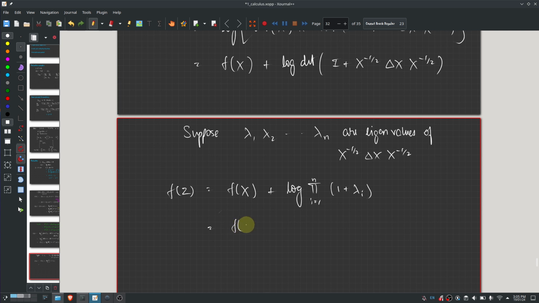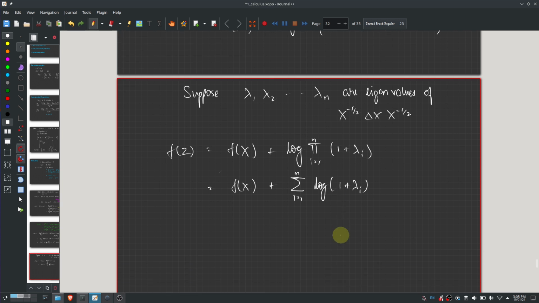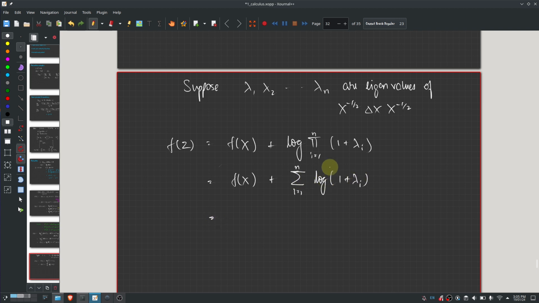Okay, that's what we have. This is nothing but f of x plus, since it's a log of a product, the summation i equal to 1 to n of log of 1 plus lambda i. Okay, this is what I have. Now I need to be able to approximate this particular quantity. Okay, Taylor series expansion, what would this look like? What is log of 1 plus x? It is x minus x squared by 2 and so on.